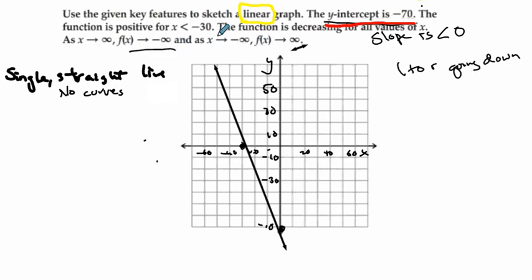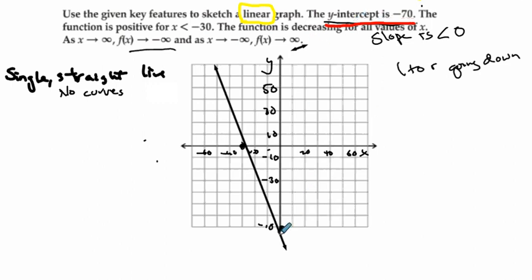And then as x approaches negative infinity, in other words, as it goes this way, f of x, which is your y values, approaches infinity, which means it's going up, right? So that's good. I like that. That works for us, right? So we now have a line that meets all the criteria.